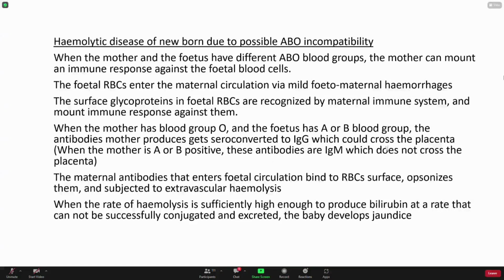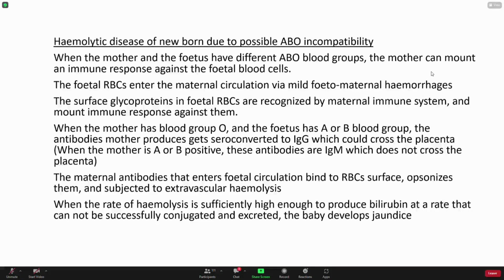But the thing is, this seroconversion to IgG happens only when you have the O blood group, right? So that's why the mothers who have O blood group are the ones who produce the IgG that can cross the placenta. So when the mother has blood group O, most of the time, that is the one that gives rise to the ABO incompatibility.